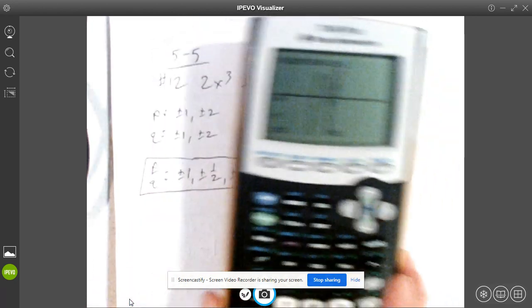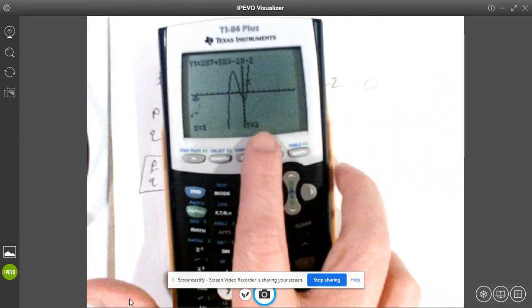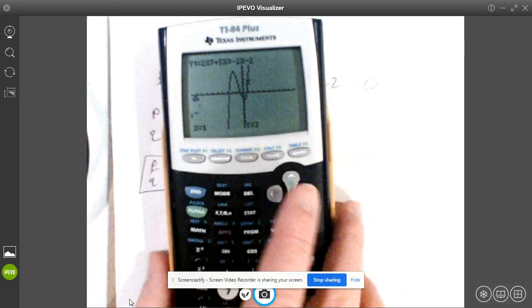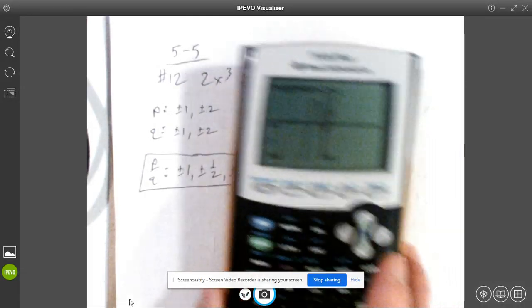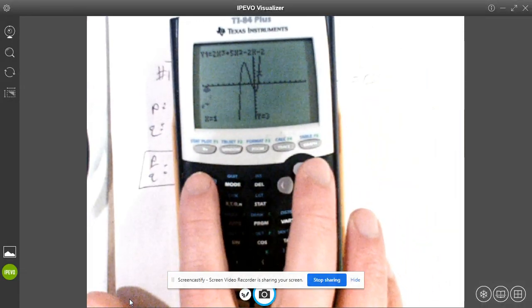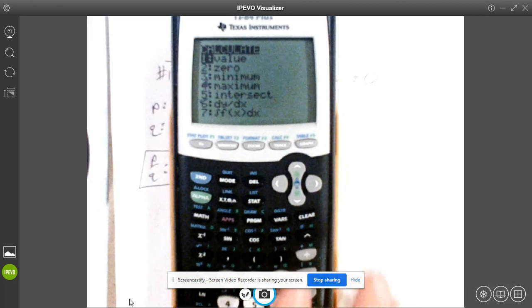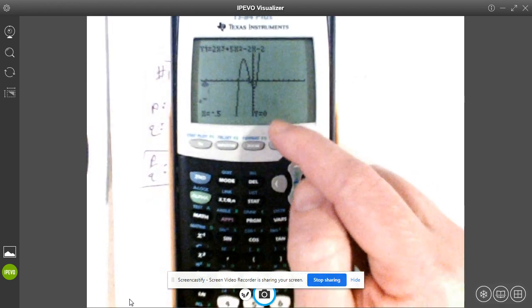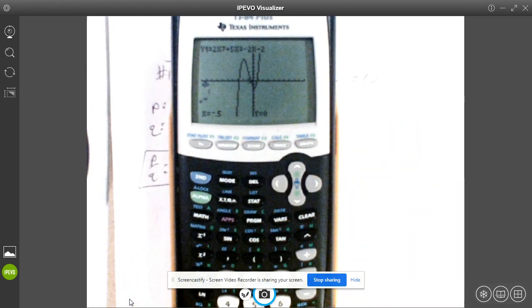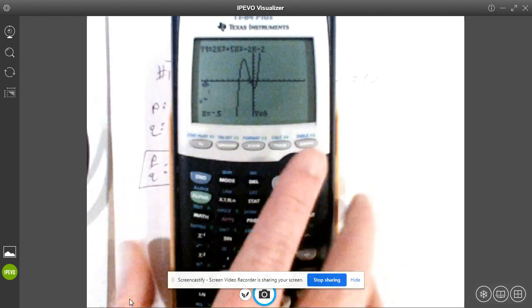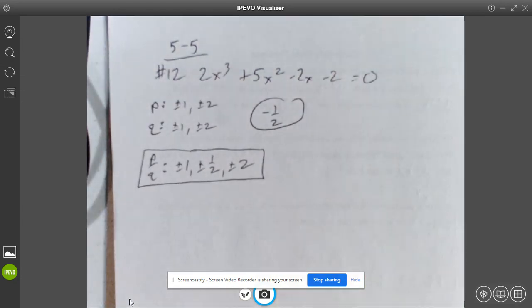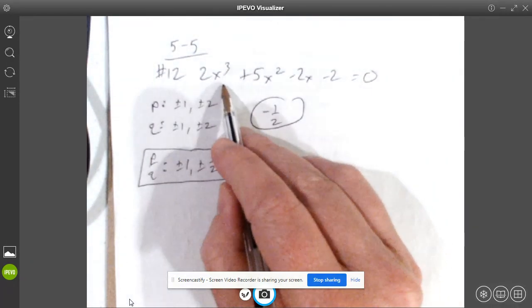If I look at another possibility here, let me look at that one there. It looks less than or bigger than -1. Let me try -1/2. So if I do second trace, and then I want to find the value when x is -1/2, I get 0. So one of my roots of this equation is -1/2. Now, I've got to find the others if they're out there.